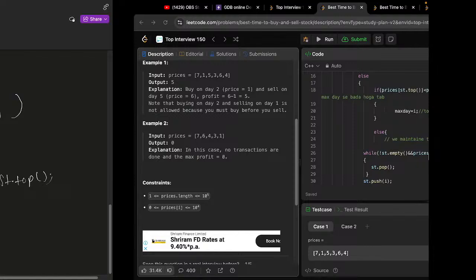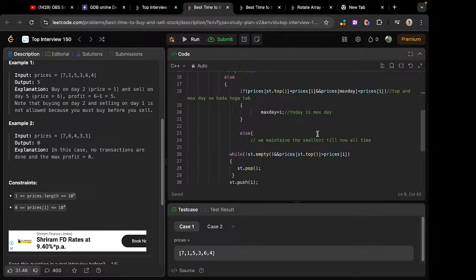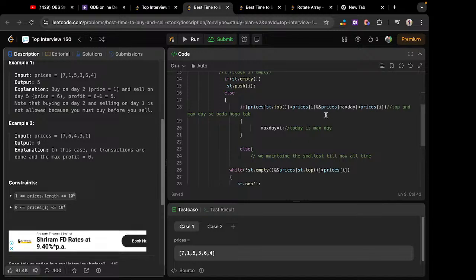Let's cheat. Can I do it by the method that I developed? And if it is greater than x, then return. Why am I doing this? The price of max day should be less than the price of the middle.